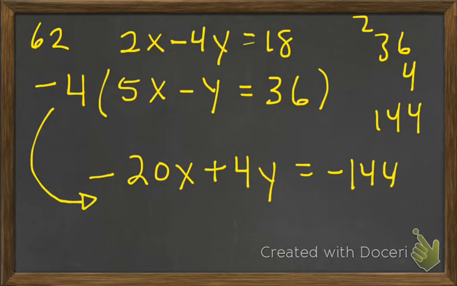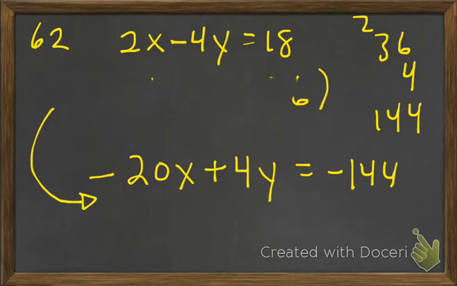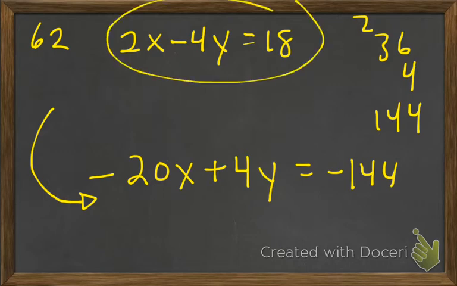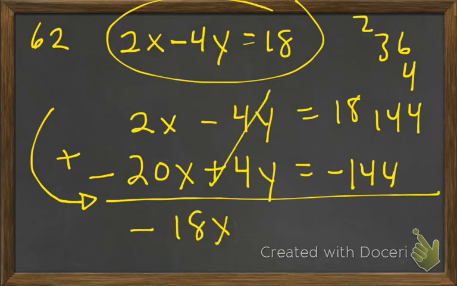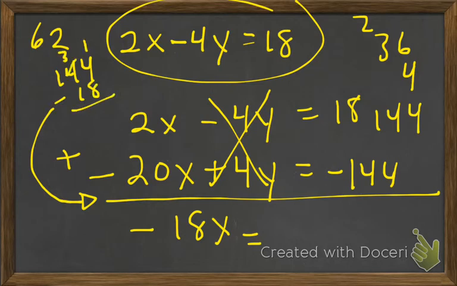Now we're able to bring this equation down. We're going to add everything, and you get a negative 18x. This cancels out, and that equals 144 minus 18, which is negative 126.